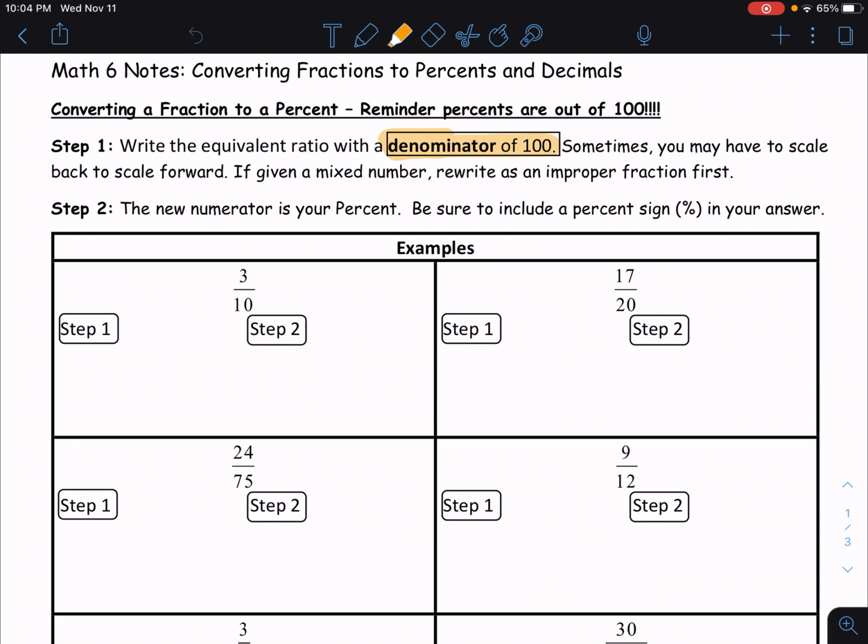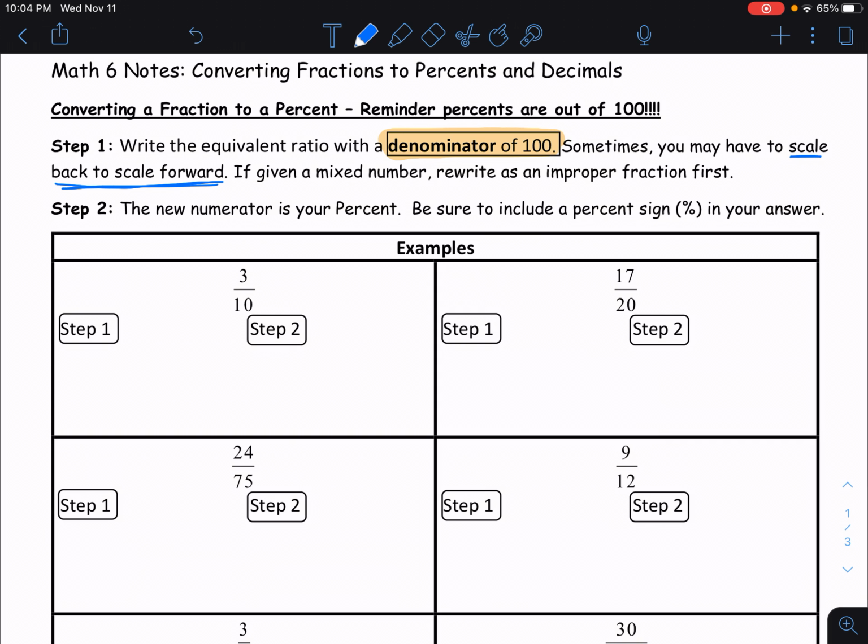So yesterday we learned that all percents are out of 100. Today we are going to use that same idea to get us from our fractions to our percents. So I'm going to write an equivalent ratio with a denominator of 100. Sometimes we are going to have to scale backwards to scale forward.